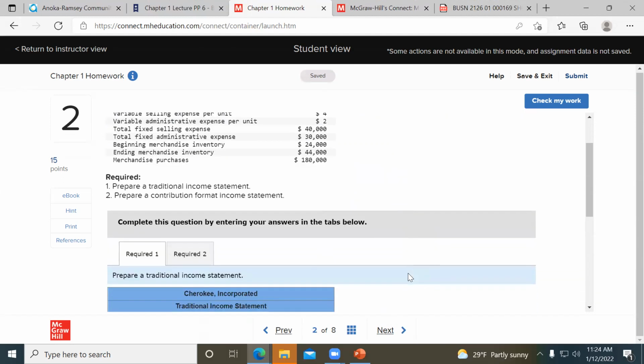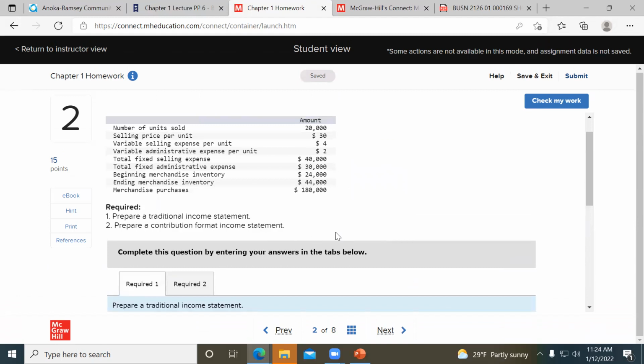I want you to start here by preparing a traditional income statement. And then we're going to prepare a contribution format, but I've got to run to the restroom real quick.